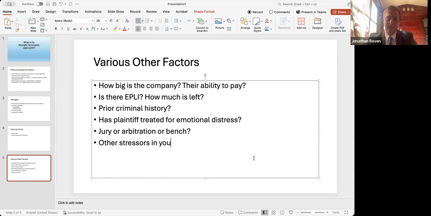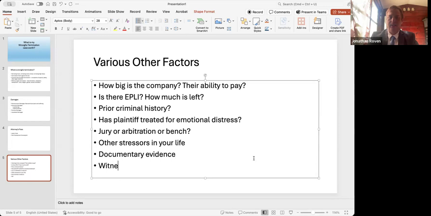Other stressors in your life, if a person is going through a divorce at the same time, or if they are having extreme marital issues, or if someone in their family has died, then that would be a sign for the defense to say, well, it wasn't really the wrongful termination that caused the stress in the life, the emotional distress, but it was actually all this other stuff in their life that had caused it.